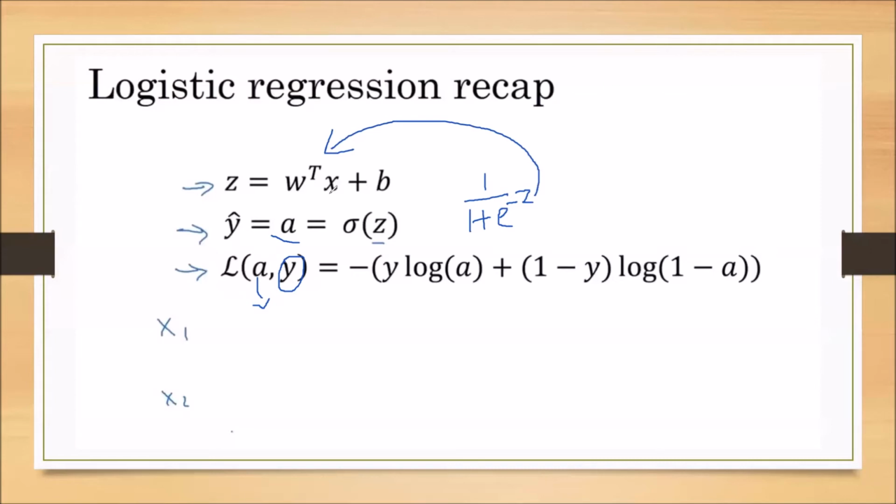What is this x? Input features. We cannot change the input features because the input features we are giving are fixed. So we cannot change x1 and x2. So what can we change? The w and b, meaning the parameters.